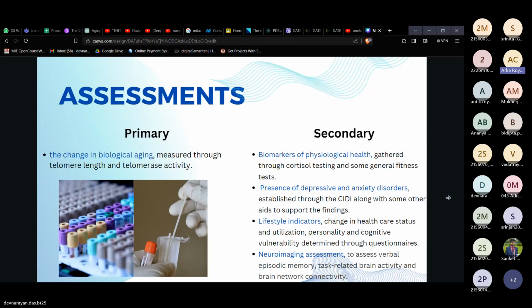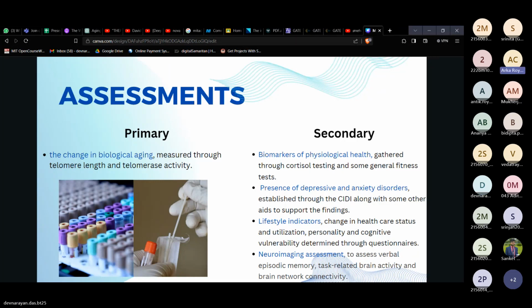Have they mentioned what are the biomarkers of physiological health that they have taken into consideration? So they did, they were testing for cortisol levels, metabolic syndrome abnormalities, DNA and oxidative stress, and inflammation markers.